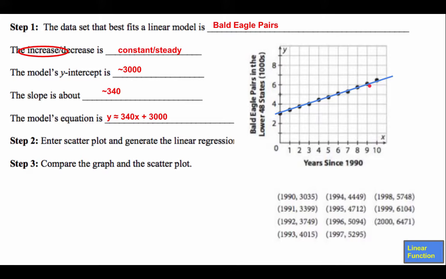So what we're going to do is use a scatter plot to find this. When you're doing this, we need to enter a scatter plot, but as you can see, the years are since 1990, so this really should be 0. So you should enter 0, 3095, that's the first point. The last term should be 10, 6641.